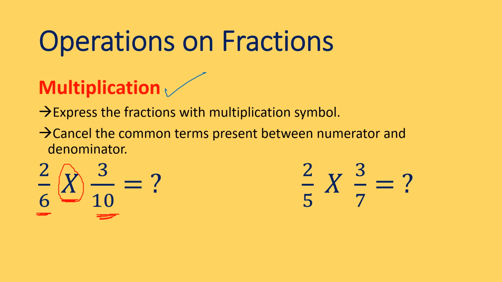Now, what is our second step? Cancel the common terms present between numerator and the denominator. Okay, yes, what are the common terms? I can do this one. 2 ones are 2, and here 2 threes are 6. And now again, 3 ones are 3, 3 fours are 12. Right, so it will get cancelled.